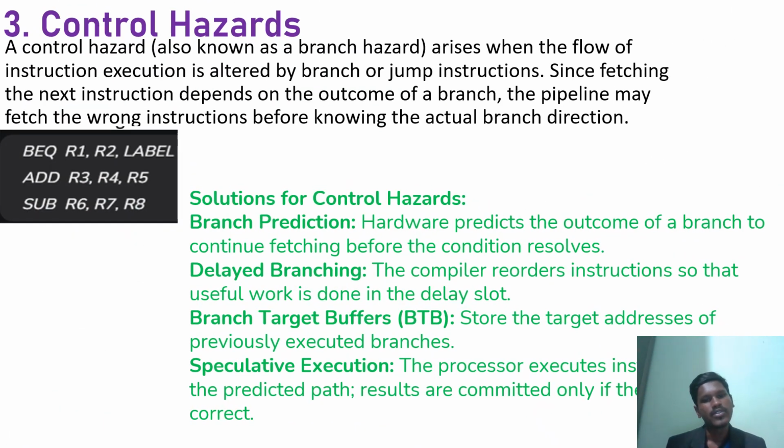Control hazard is also known as branch hazard. It arises when the flow of execution is altered by a branch or a jump instruction, since fetching the next instruction depends on the outcome of a branch. The pipeline may fetch the wrong instruction before knowing the actual branch direction. When each stage delays the output, the branch accepting the output will be delayed, hence it leads to wrong output.